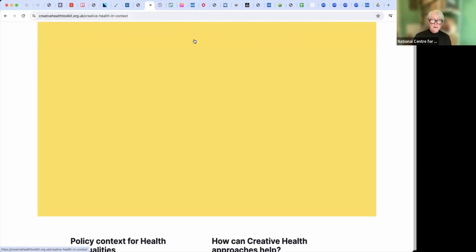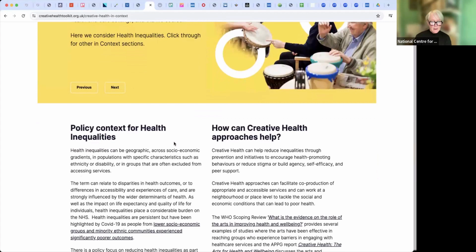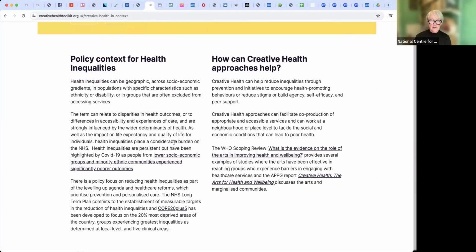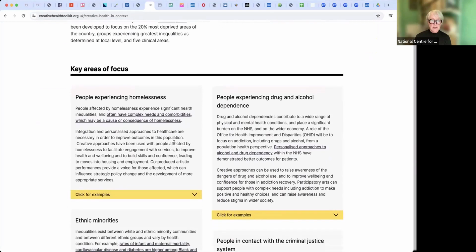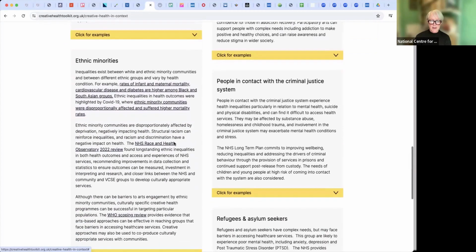Going on to creative health in context, this covers the context of health inequalities, the wider determinants of health, self-management, health and care settings, and the life course. And what you have here is policy context, how creative health approaches, and then key areas of focus. For example, in this case, experiencing homelessness or drug and alcohol dependence.